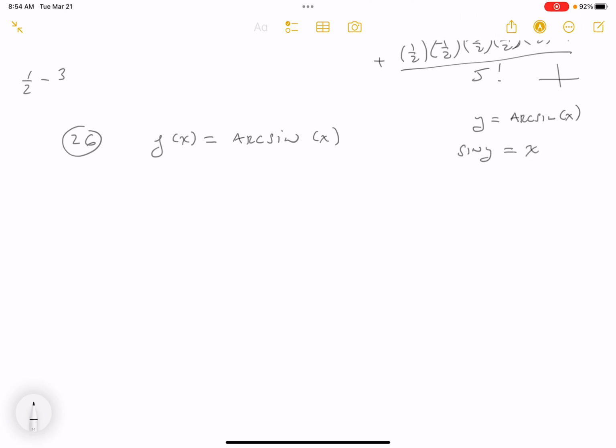I want to talk about the invertible region over here. We got something like this over here. And I know the angle's between minus pi over 2 and pi over 2. And I'm going to differentiate now, and this is going to be cosine of y, dy dx is equal to 1. So dy dx would be equal to 1 over cosine y, or secant y.